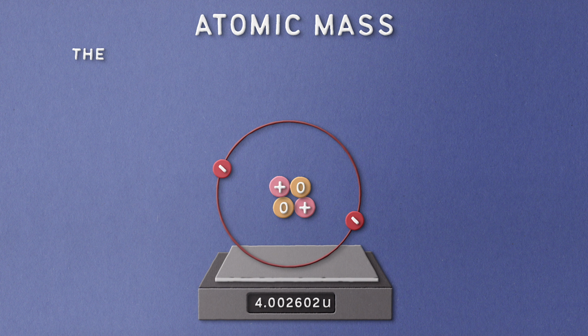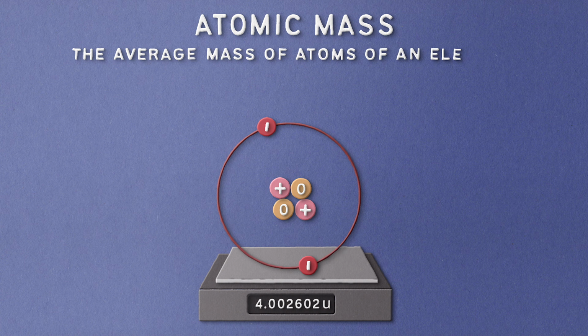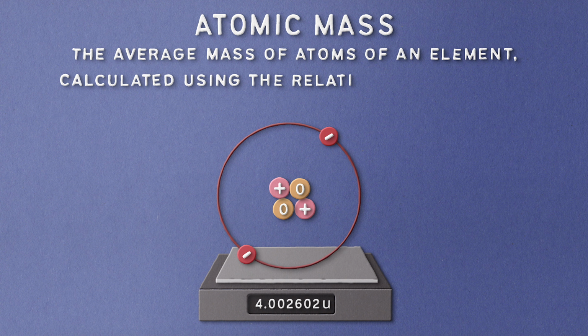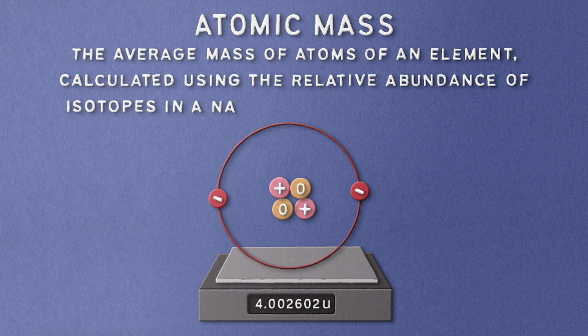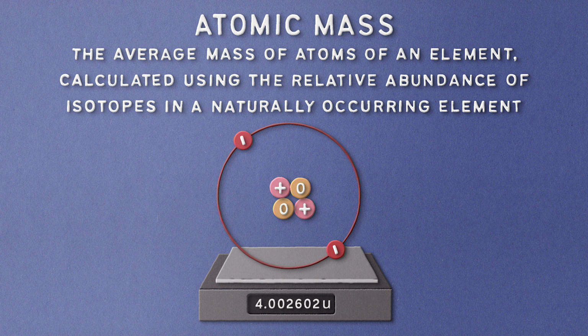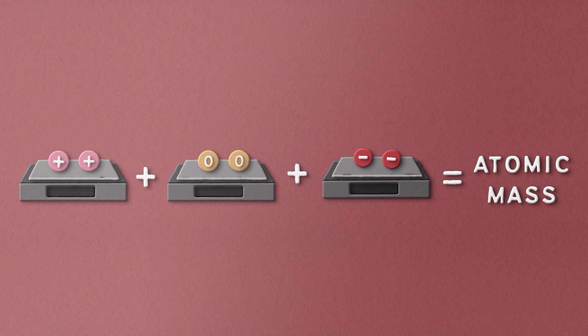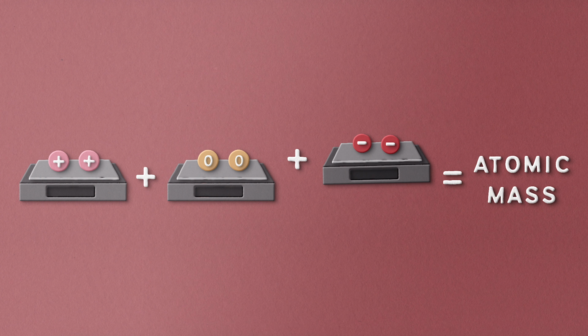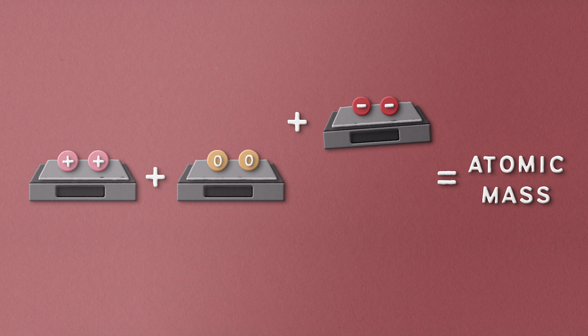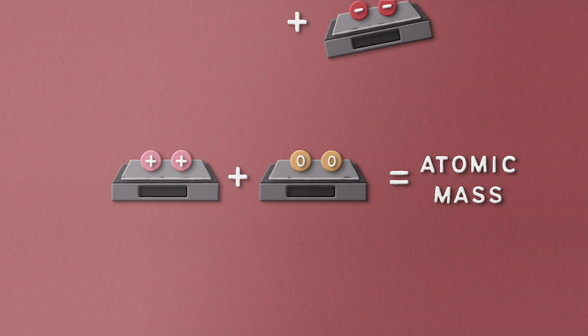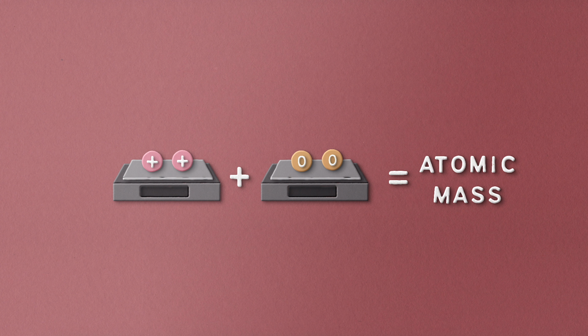Atomic mass is the average mass of atoms of an element calculated using the relative abundance of isotopes in a naturally occurring element. Although the atomic mass is technically the sum of the mass of all the protons, neutrons, and electrons in an atom, the mass of an electron is so much less than that of other particles that when we calculate the mass, we only consider the protons and neutrons in the nucleus.